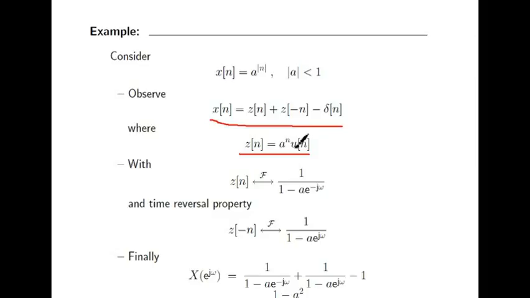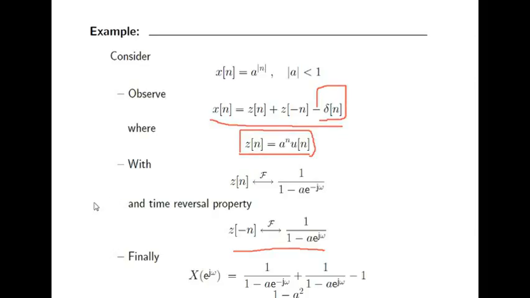As you can see here, at 0 it will get added 2 times, which will be a to the power 0 plus a to the power 0. So I have subtracted delta n once to get rid of the extra term which I have added. We all know that the Fourier transform for this z of n function is 1 upon 1 minus a e to the power minus j omega. With the time reversal property, the Fourier transform for z of minus n will be 1 upon 1 minus a e to the power j omega. And we all know that the Fourier transform for delta n is 1.